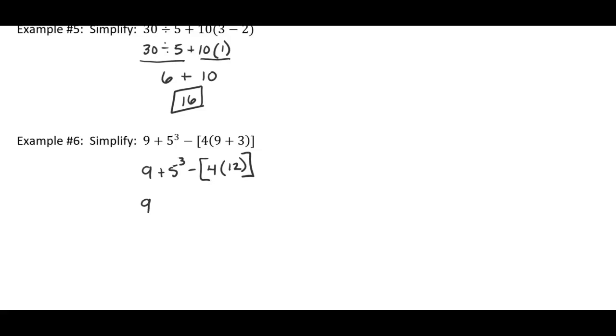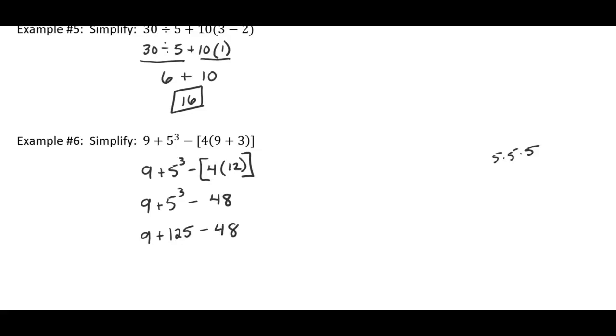Okay, 9 plus 5 cubed minus, now I'm inside the square brackets and I want to do that multiplication, 4 times 12, which is 48. I can just write a 48. I could put parentheses around it or the square brackets if I wanted to, but it's not necessary. So now the grouping symbols are taken care of. Now I need to do the exponent. So fortunately, we did 5 cubed earlier. If you didn't know what it was, you'd just go off to the side and write 5 times 5 times 5 and you'd figure it out. It's 125.